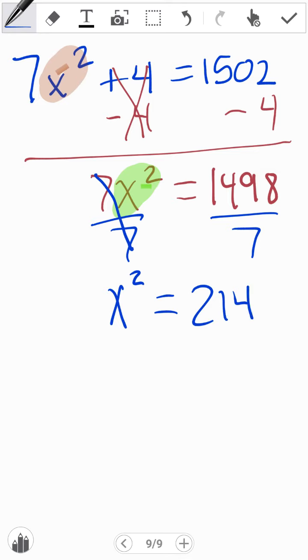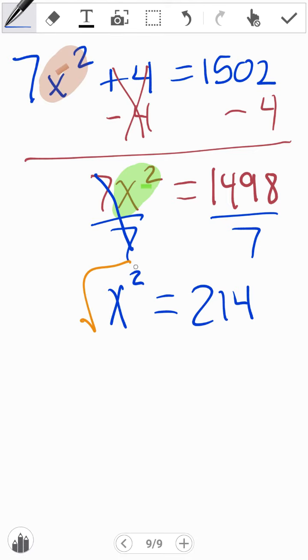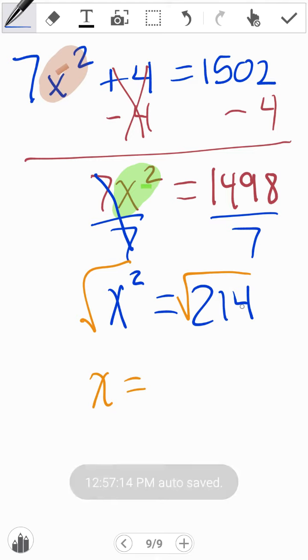So we're going to keep going, because now that my x squared is by itself, we can apply the square root and get our answer. So x squared, square root it, 214, square root it. The square root of x squared is x. Square root of 214, I got to make it plus or minus.